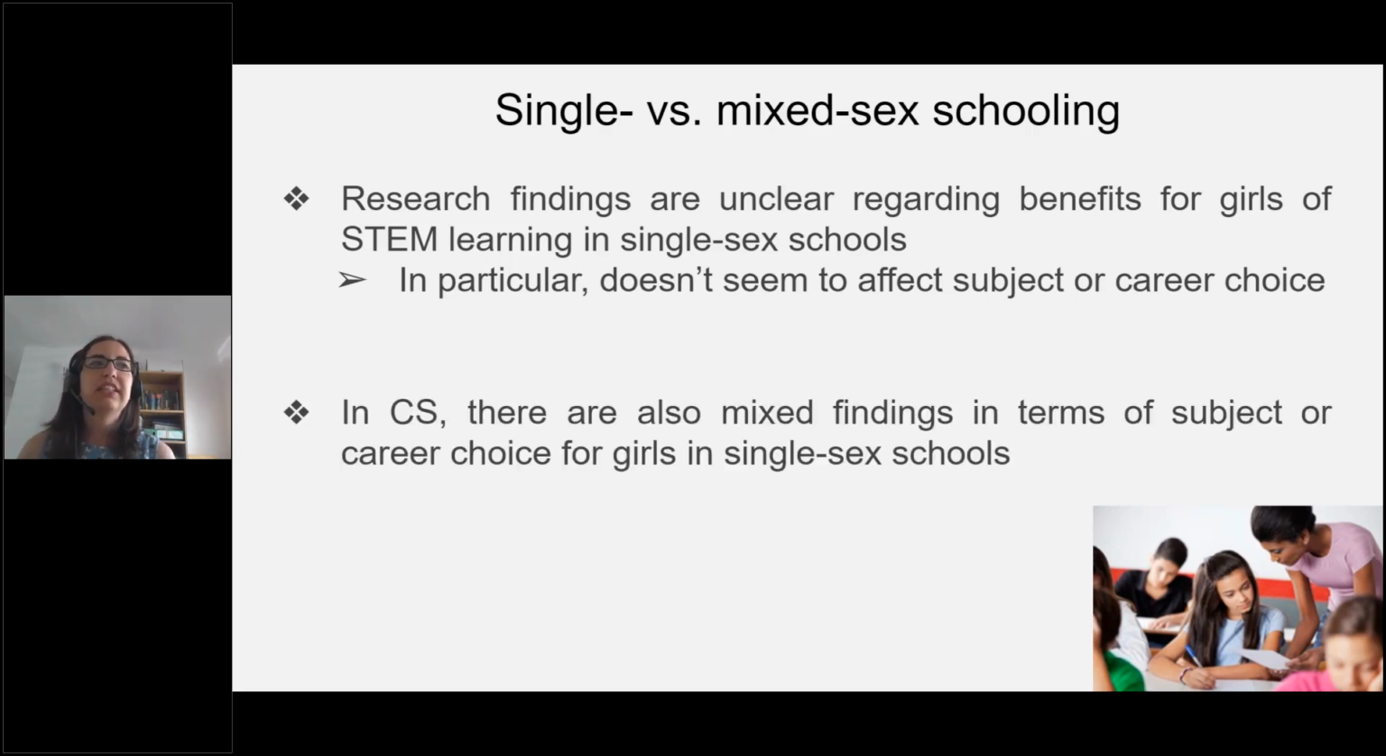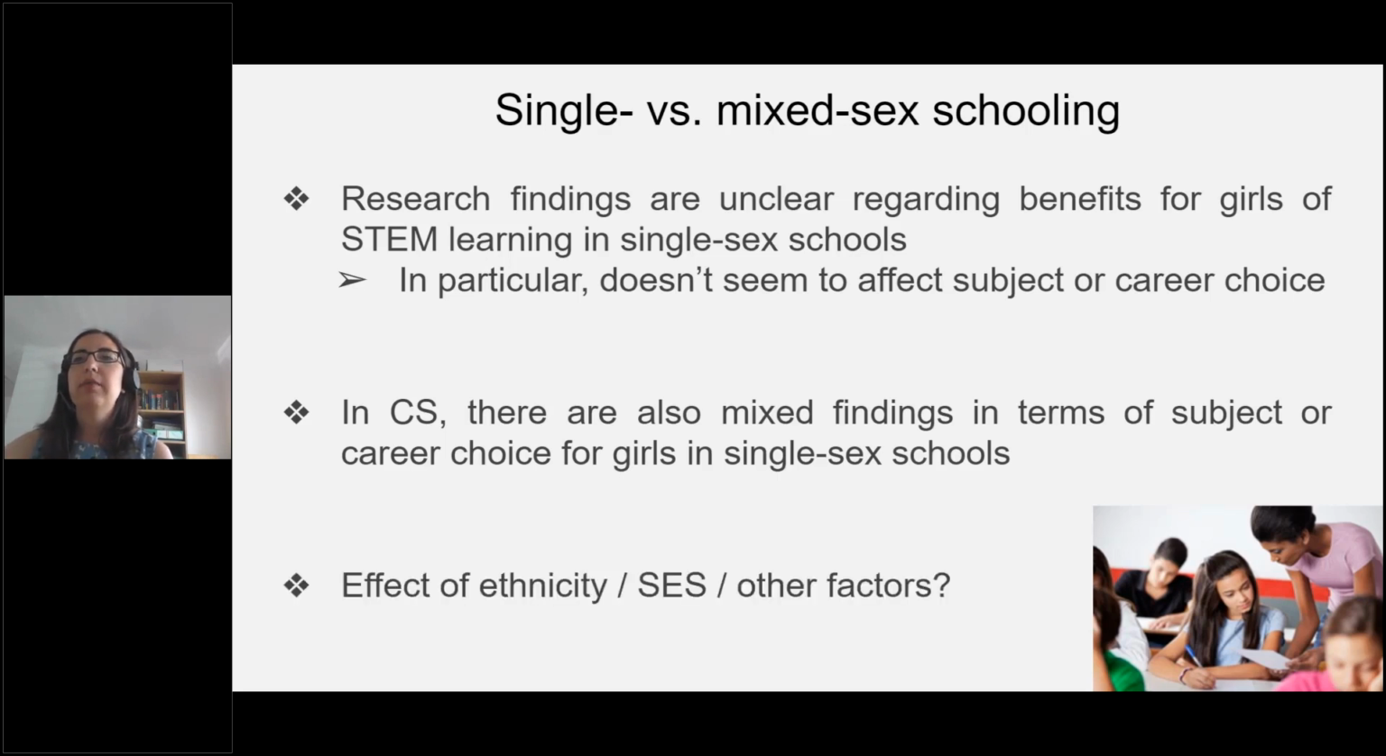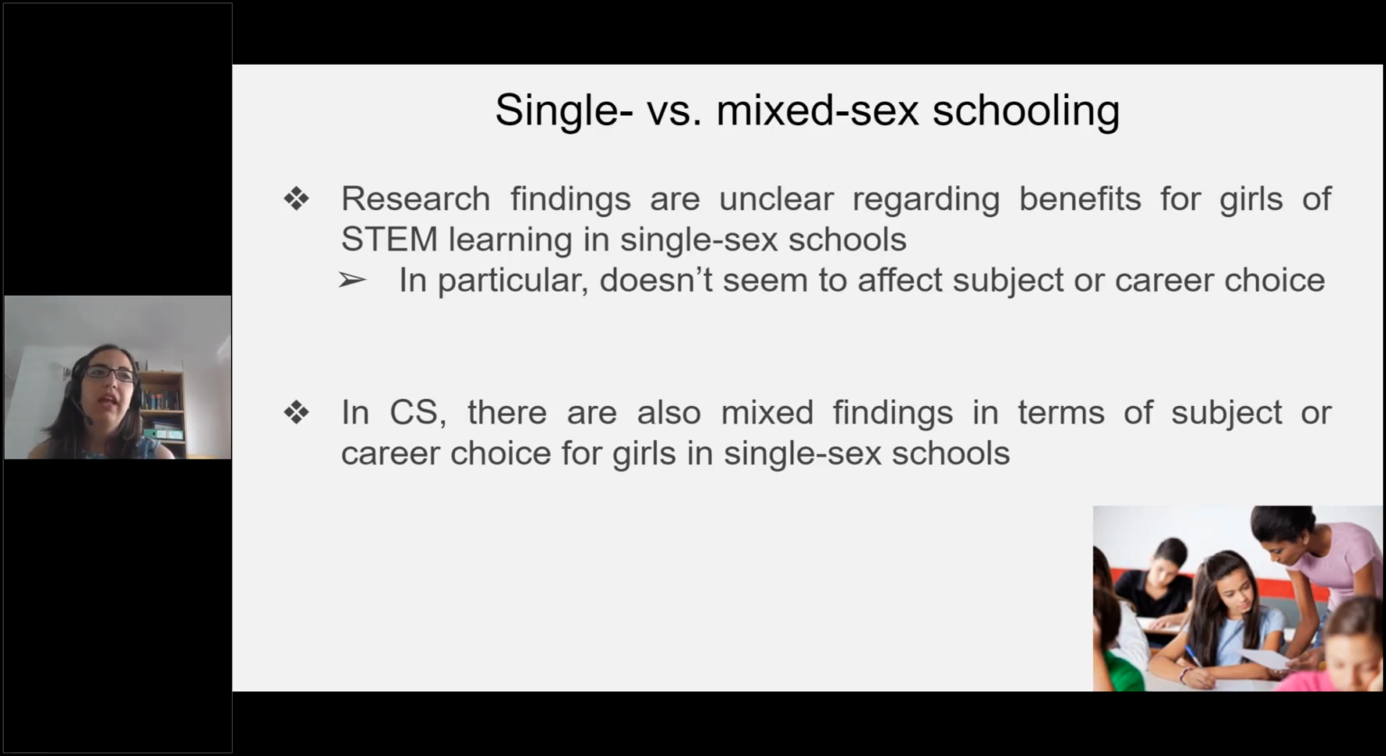In terms of computer science specifically, there are still mixed findings in terms of subject or career choice for girls in single-sex schools. A recent paper by Peter Kemp has shown that girls are more likely to take computer science in an all-girls school, but this is confounded by the fact that more all-girls schools offer it than mixed-sex schools. And there's lots of nuance in the findings in all of this.